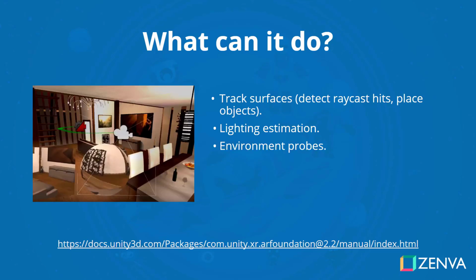There's also environment probes, and this allows you to accurately map the lighting conditions and reflections inside of your environment. So if you have a shiny object or something metallic, you can actually see your surrounding environment sort of reflect off of that object.